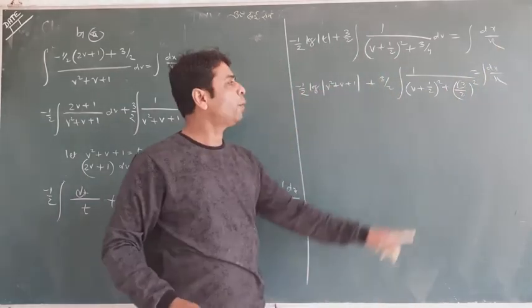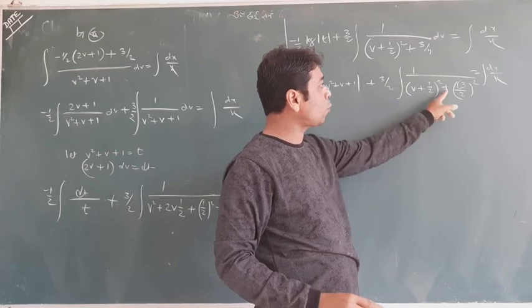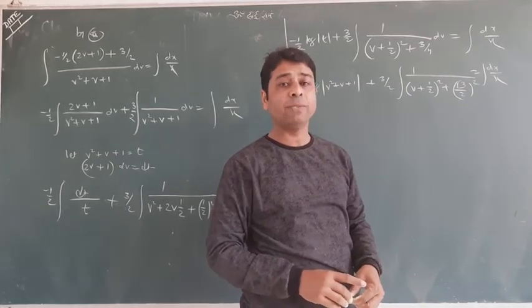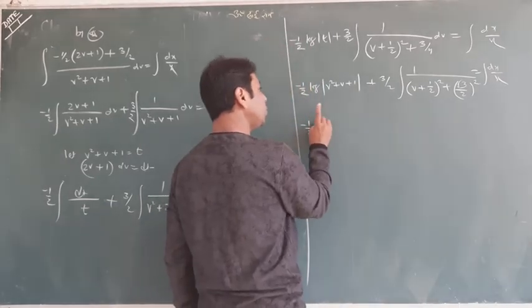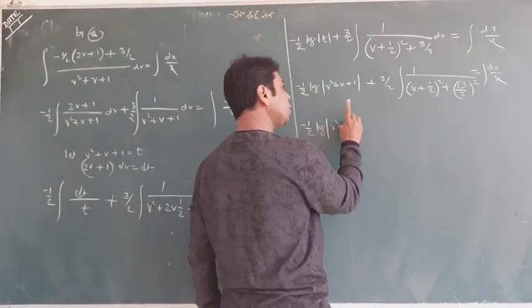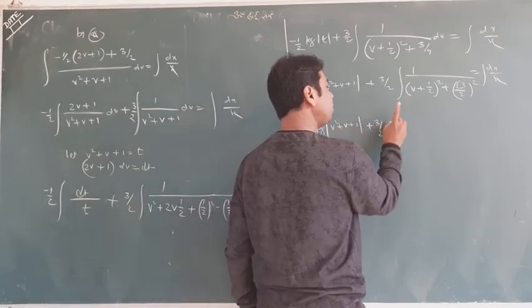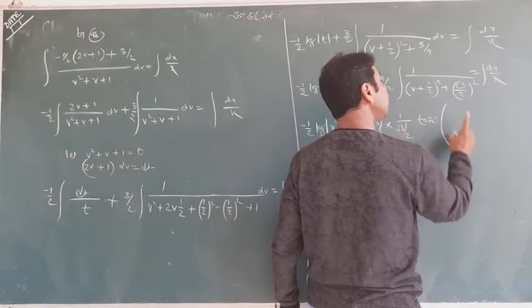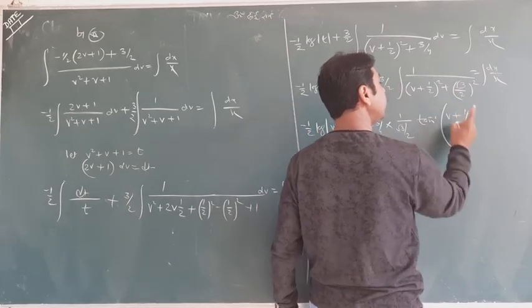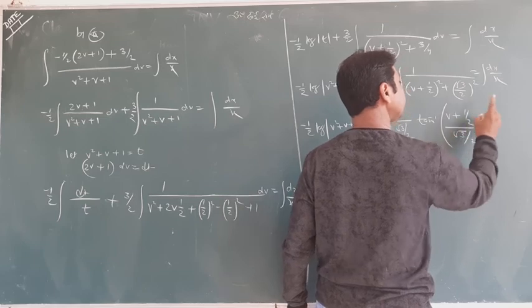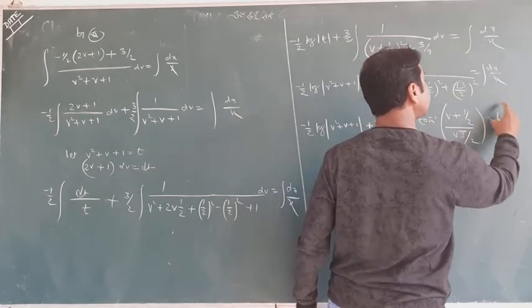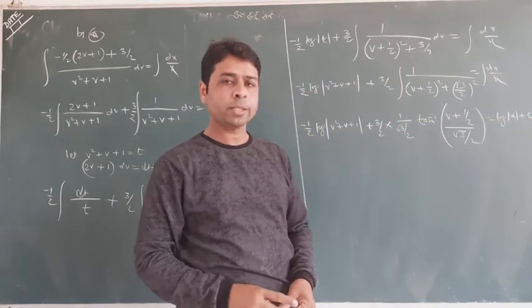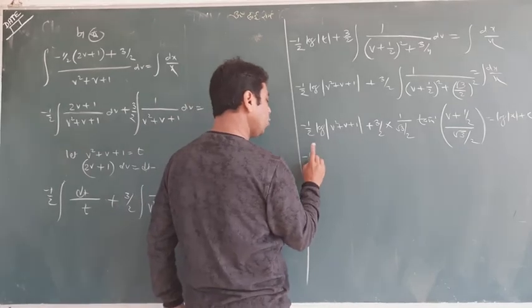This has come. Now what about that? Integration of 1 upon x square plus a square has the formula 1 upon a tan inverse x by a. So I write here minus 1 by 2 log of v square plus v plus 1, plus 3 by 2. Then 1 upon a is this one, tan inverse x meaning this one, and a meaning this one, and dx by x is log x plus c. You know, d of 1 by x is log x.